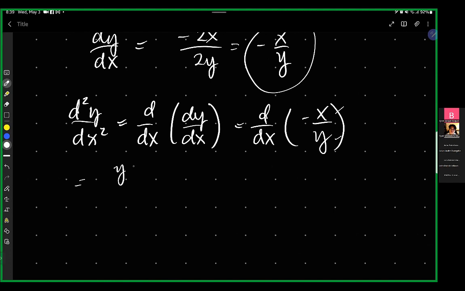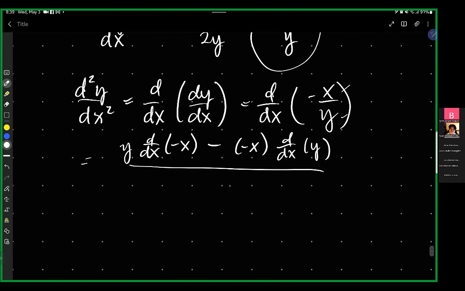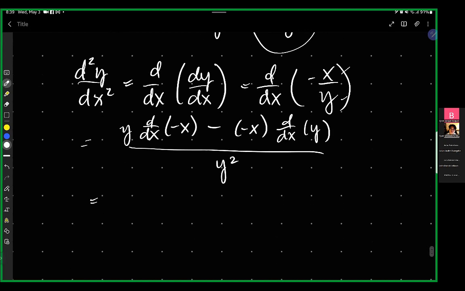y times the derivative of the first term, the numerator. So derivative of the numerator, just rewrite this as minus the numerator times the derivative of the denominator, divided by the square of the denominator. Okay? Simplifying these things, we find that this is negative y plus x dy dx over y squared.